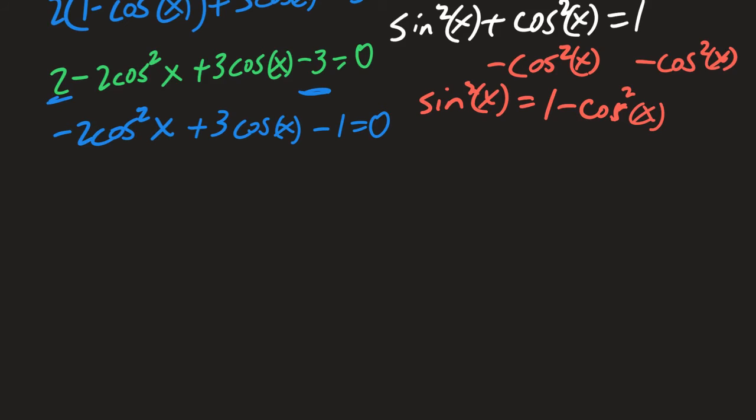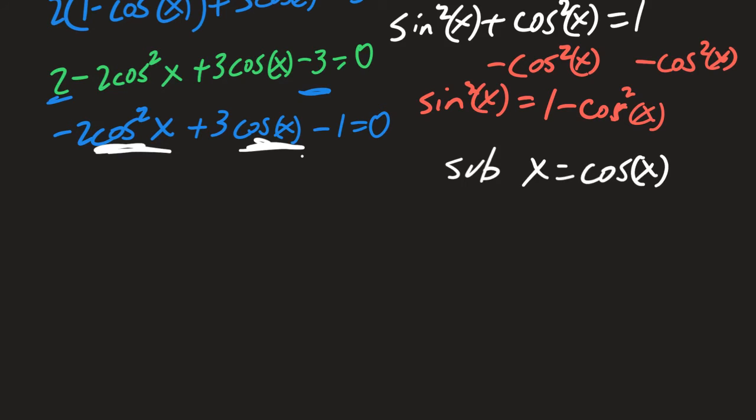This definitely looks like a quadratic. So I'm just going to pretend that these cosines are actually a different variable. So we're going to substitute, and we'll just use x for cosine in this problem. Okay, and we're going to end up changing it back. So it's okay, whatever letter you want to use, x, y, a, b, u, w, either way, it's fine. Negative 2x squared plus 3x minus 1 equals 0.